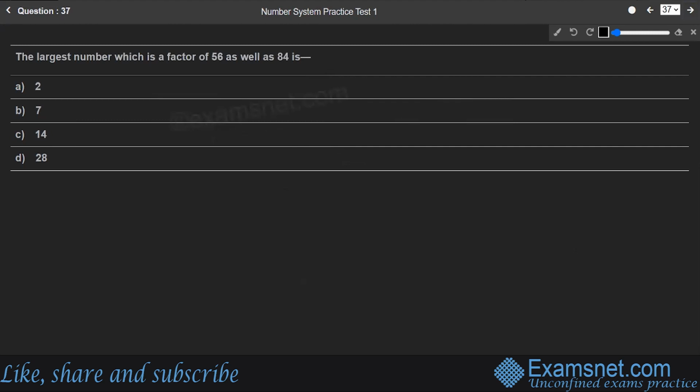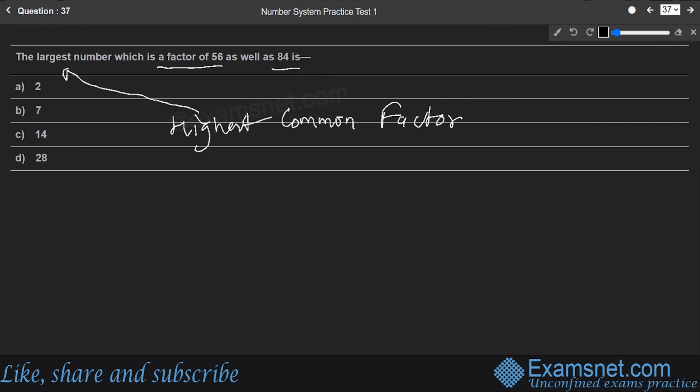Now, the largest number which is a factor of 56 as well as 84. There's a thing called the highest common factor. This is what is called the highest common factor. That's what they are also indicating. Highest indicates the largest factor of both 56 as well as 84.